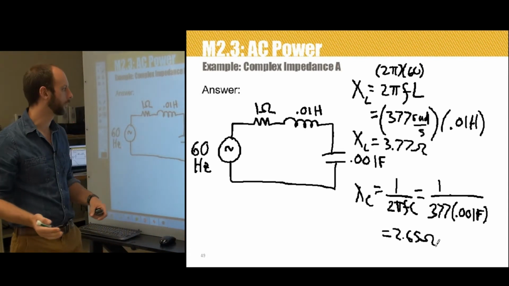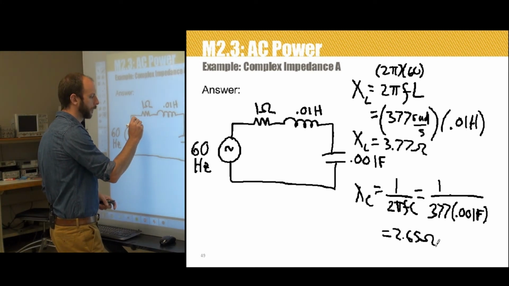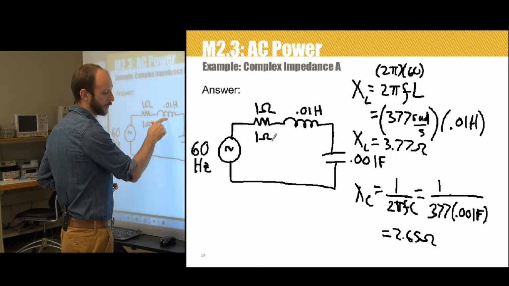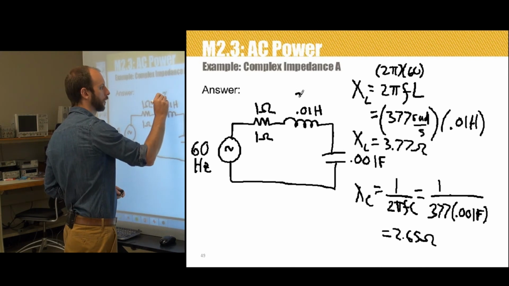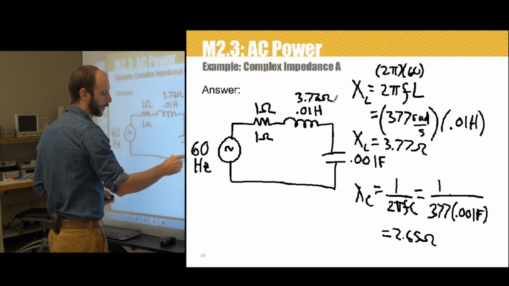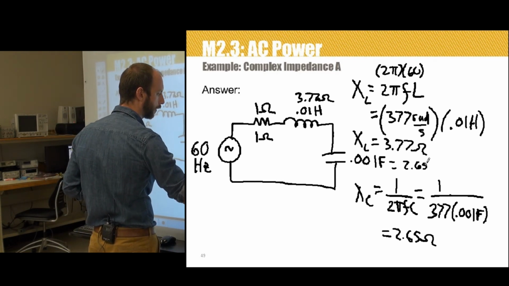So we can replace the 1 ohm device with its impedance, which is 1 ohm. This inductor is equivalent to 3.77 ohms, and this capacitor is equivalent to 2.65 ohms.